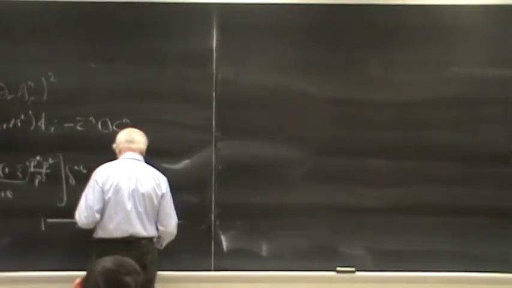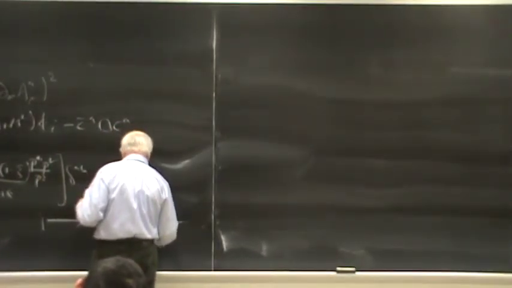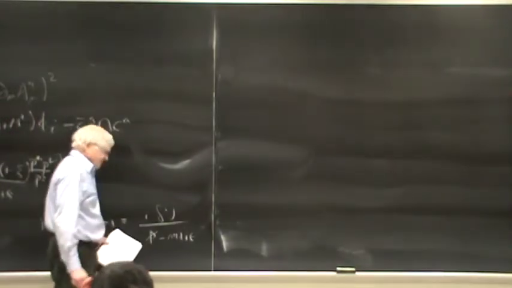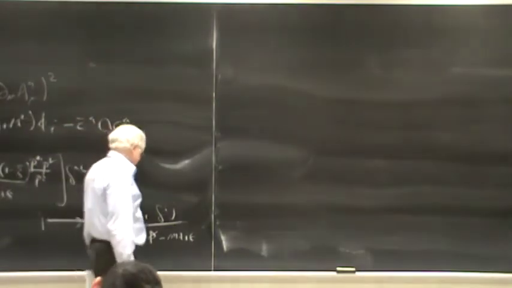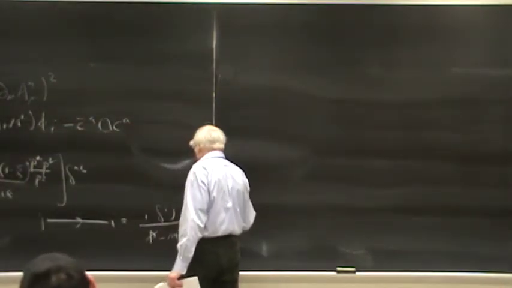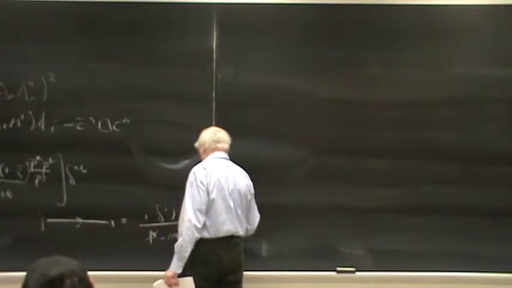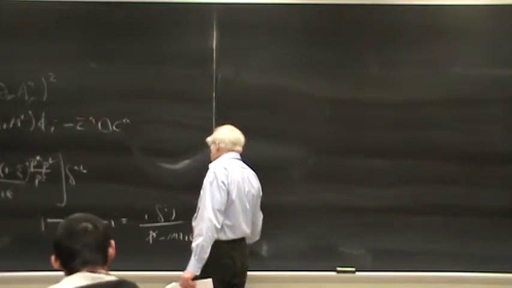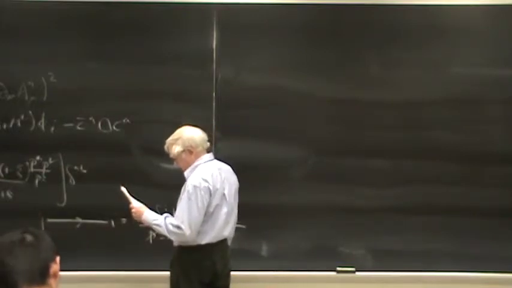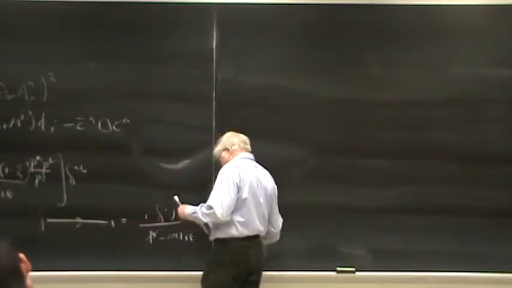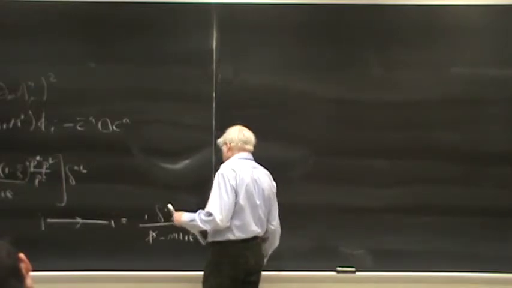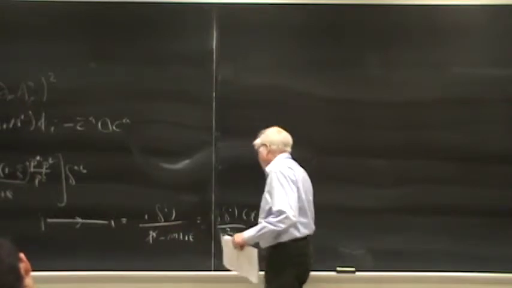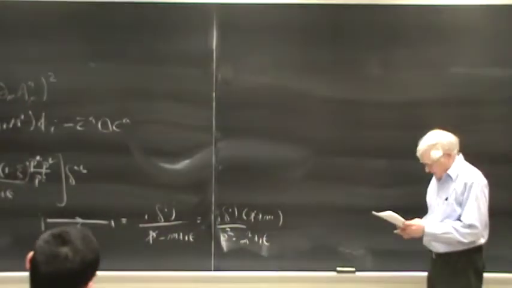And then what we've got is i over p slash minus m plus i epsilon. And if you're upset with the p slash in the denominator, you can rewrite that as i delta ij over p squared minus m squared plus i epsilon, and then you have a p slash plus m up there. So I think I've got the signs right.